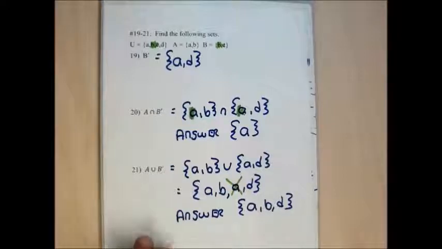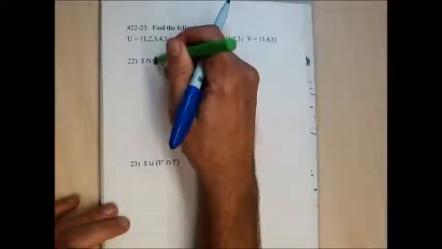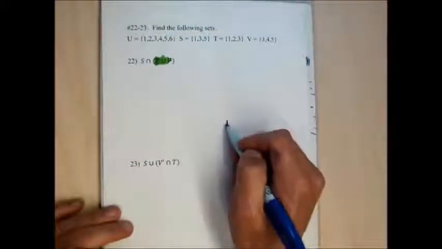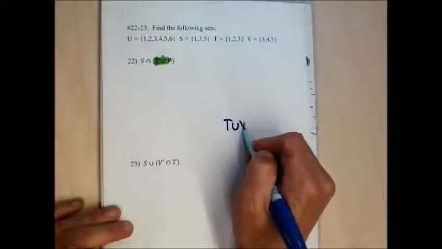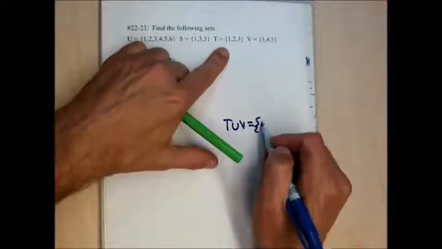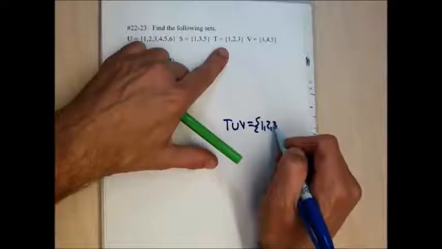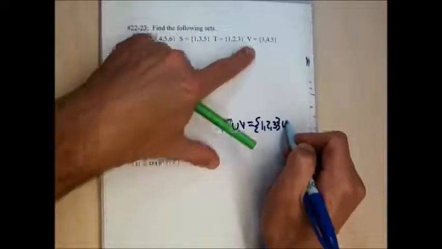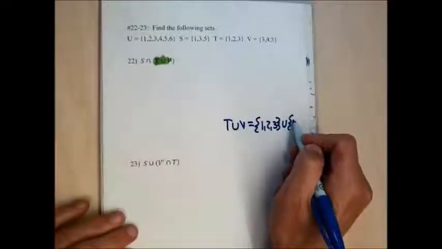One last page of problems, just two more problems to do. More unions and complements and intersection problems. For problem 22, I need to do the parentheses first. And the parentheses want me to do T union V. Let me just kind of do it off to the side here. To do T union V, I take the entire T set, which is 1, 2, and 3. I union that with the V set, which is 3, 4, and 5.